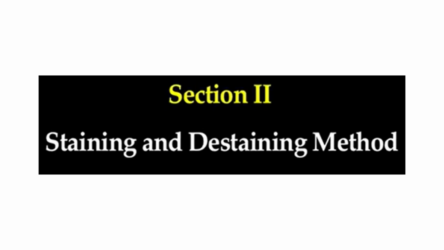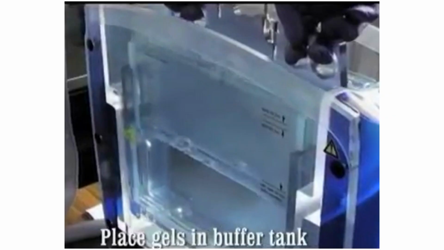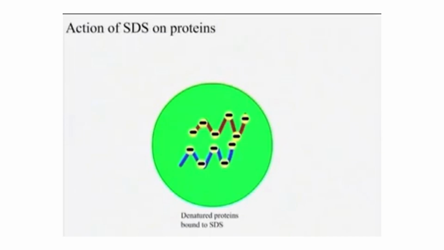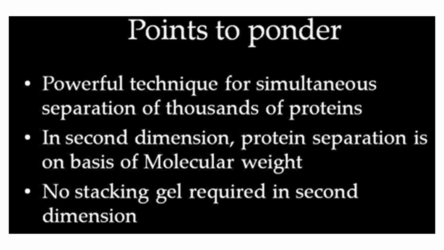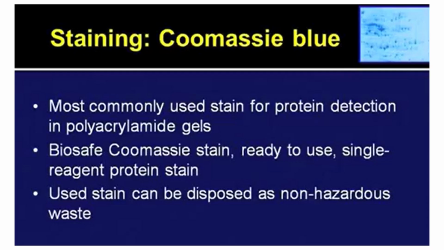So in the next lectures, I talked about staining and destaining methods. So you have run your first dimension, you have run the second dimension. We have already studied SDS-PAGE in detail, so I'm not talking about the details of SDS-PAGE here. After running the sample, you have done your first dimension, you have equilibrated it, you have run the second dimension. Then you can stain it in different ways.